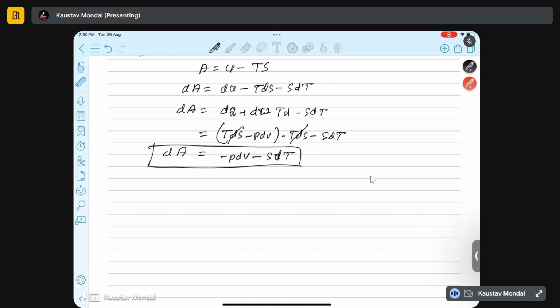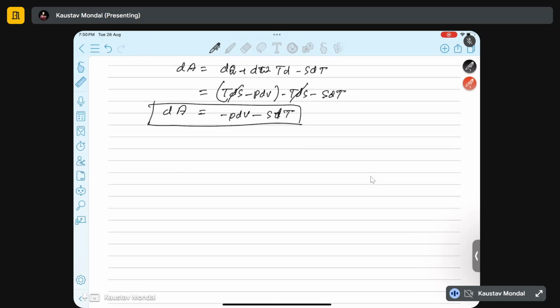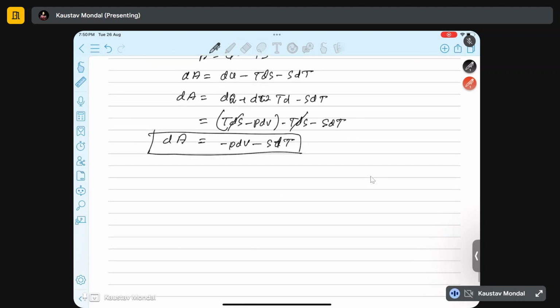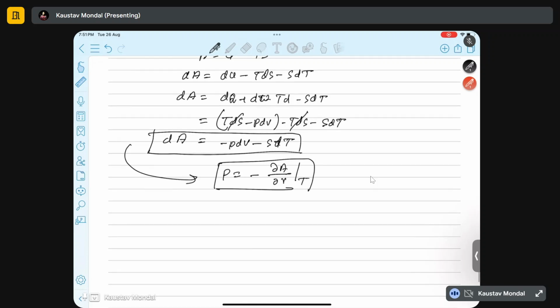Okay, so now from here, P, pressure, you can write as minus del A by del V at constant temperature, right? From this expression you can write pressure as a derivative of the Helmholtz energy A with respect to volume at a constant temperature T.